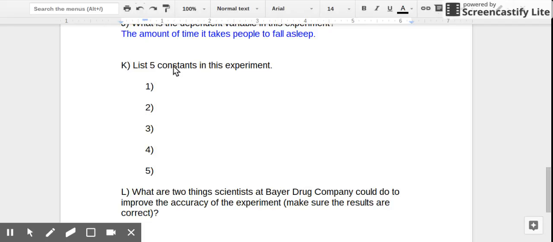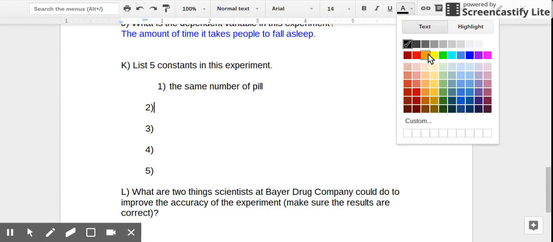All right, so list 5 constants in this experiment. So constants, even though we don't have a question about the definition, you do have to know what they are. Constants are anything in the experiment that you want to control. So they're just conditions that you want to keep the same. So in this case, we want to give everyone the same amount of sleeping pill. So the same number of pills. Because if you give somebody more than one pill, then that's not going to give you all the same results, right? It could affect your results.